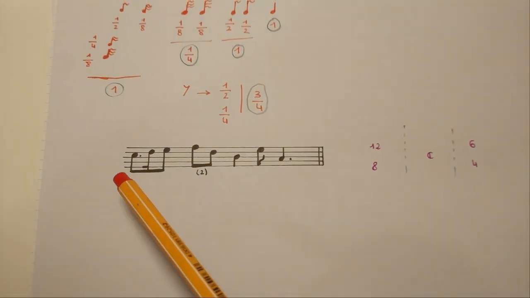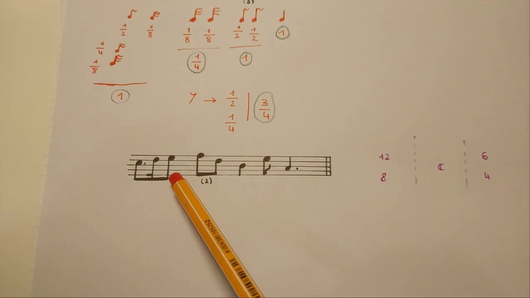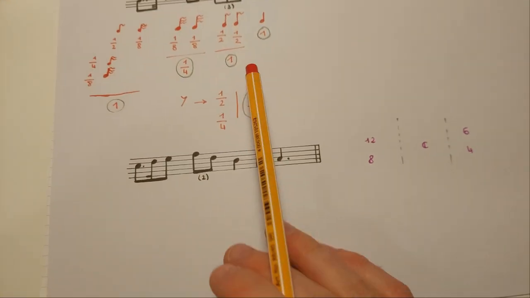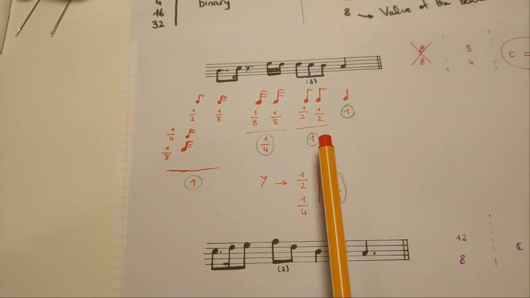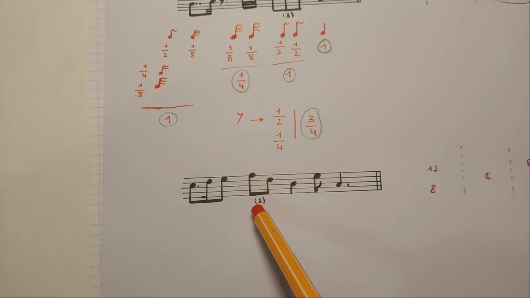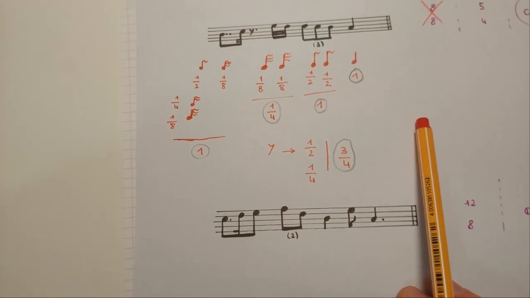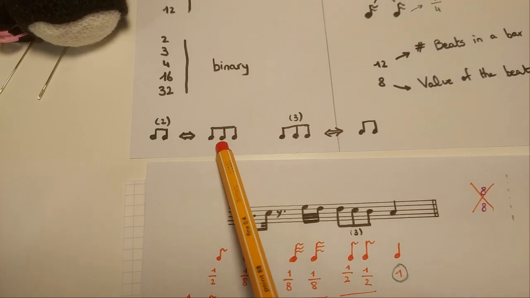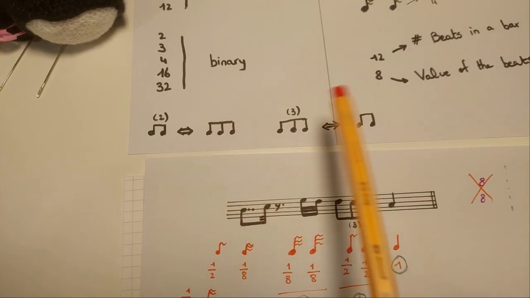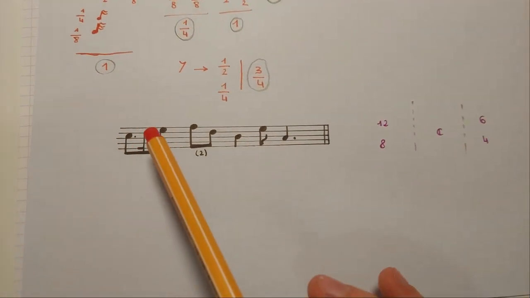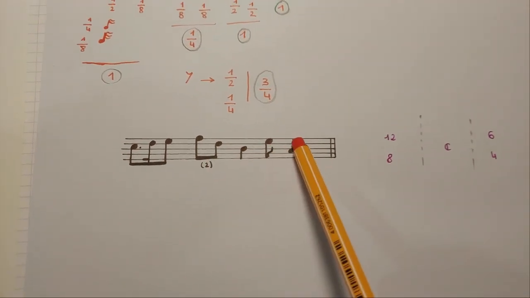So here we have 3 notes that are linked together. Here we have 2 notes. So we don't know yet if it's compound or binary, but we can see that this one has a small 2, which makes it one of the irregulars we saw. So it's this one. And we need to consider it as a 3 notes group. So here we have 3 notes, 1, 1, 1.